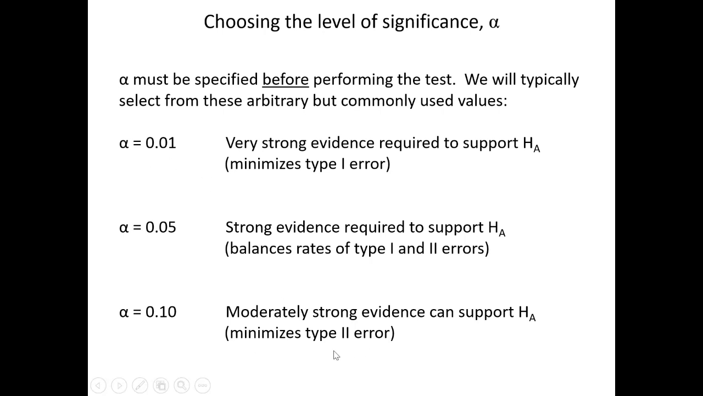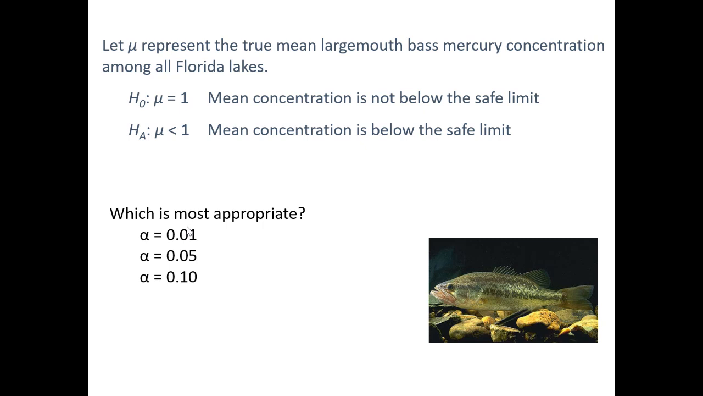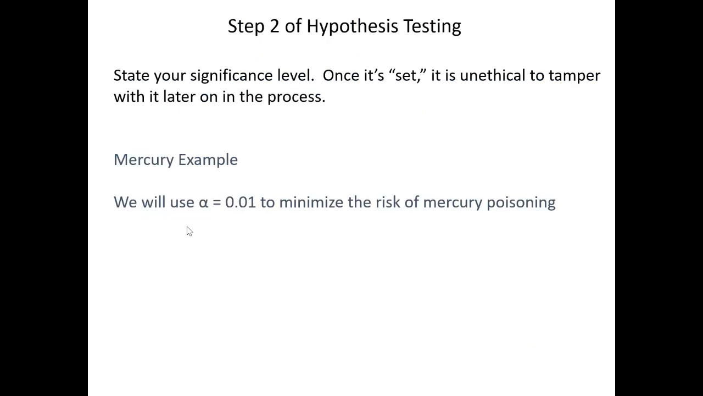On the other hand, if we had a different situation where a type 2 error was very dangerous or expensive, we would want to go in the opposite direction and pick a large alpha. And the middle one, it's sort of like Goldilocks and the Three Bears. It's kind of balancing those two, where maybe neither a type 1 nor a type 2 error is especially bad, or they're equally bad, perhaps. Okay. So I might have already spilled the beans on this one, but in this case, to minimize the chance that people eat the fish that's too high in mercury, we would want to use the small alpha.